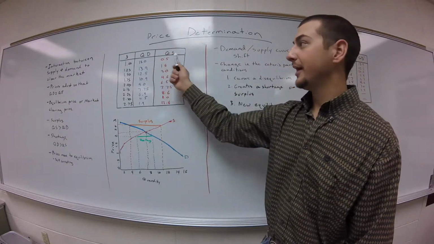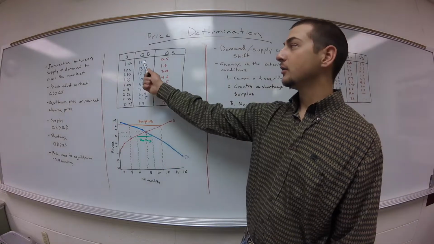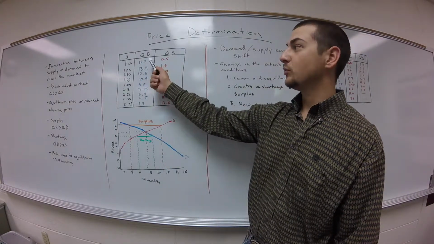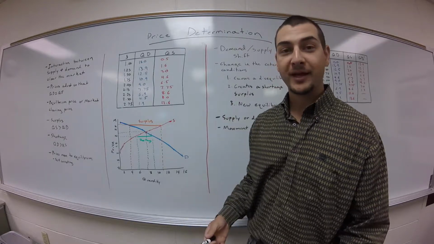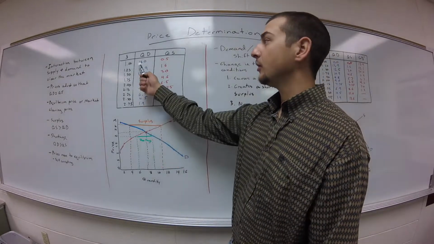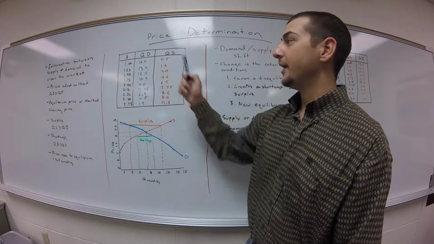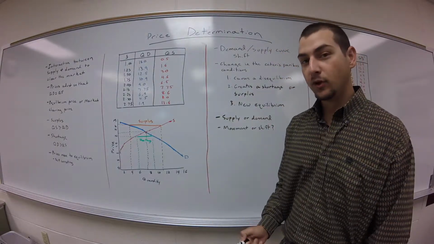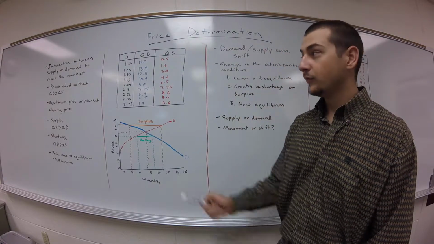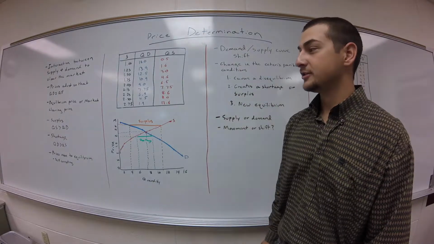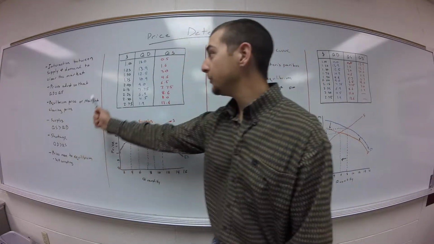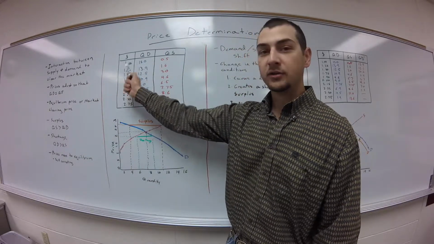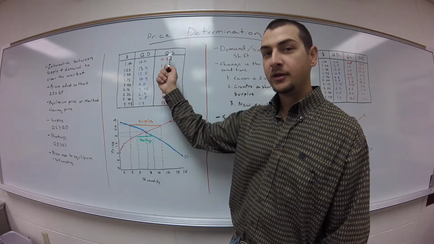So this is quantity demanded, quantity supplied. Right here, we said that we want quantity supplied to equal quantity demanded. Up here, we have where quantity demanded is greater than quantity supplied. Well, if quantity demanded is greater than quantity supplied, we can look over here, that's a shortage. People are wanting more at $1 than what is being offered.